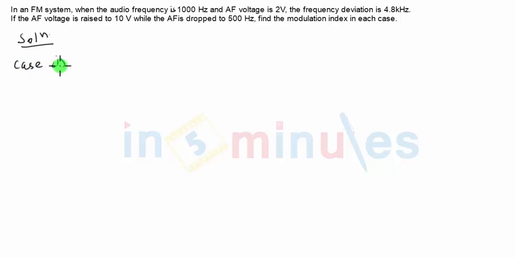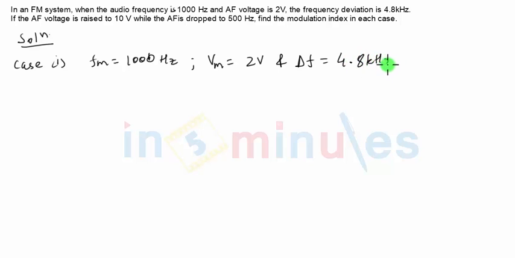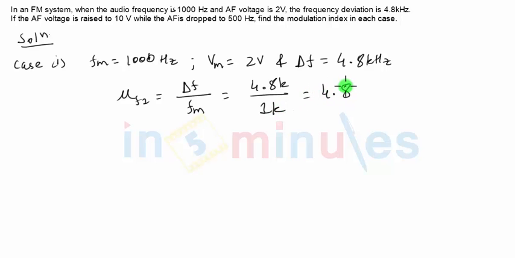So I'll first consider case 1. In case 1, we are given the audio frequency which will be fm equal to 1000 Hz. We are given AF voltage equal to 2 volts. AF voltage is nothing but Vm. So I'm taking Vm equal to 2 volts. And in that case, they are saying delta f, the frequency deviation, comes out to be 4.8 kilohertz. So let us find out mu f1, the modulation index 1. The modulation index 1 will be nothing but delta f upon fm. Delta f is 4.8k and fm is 1000 Hz, which is nothing but 1k. So the first modulation index comes out to be 4.8.